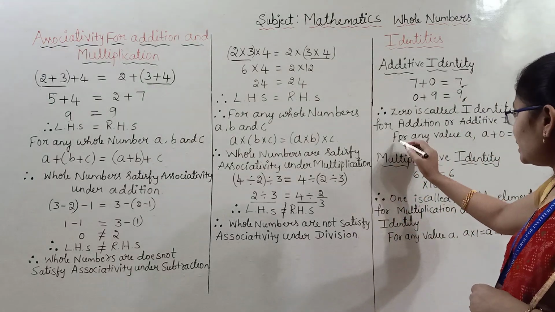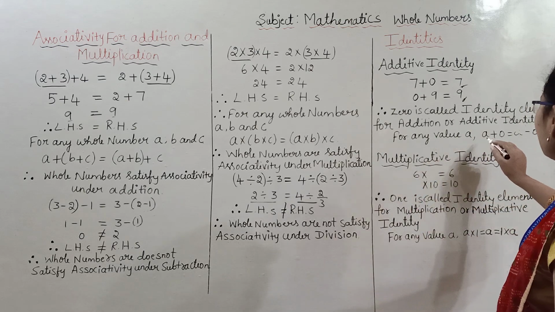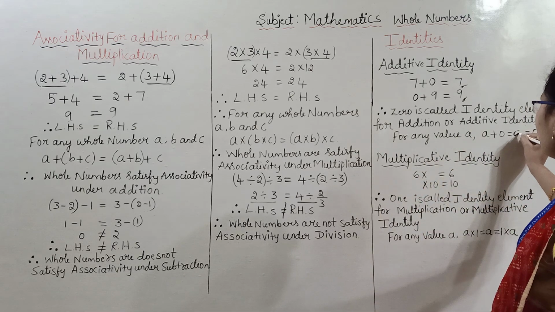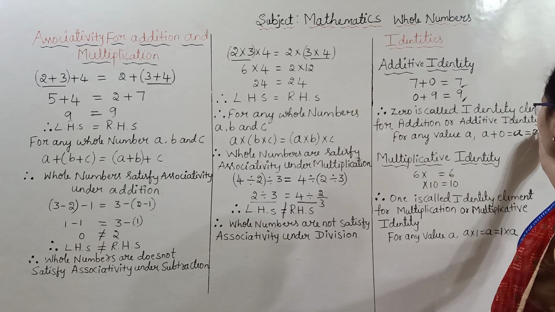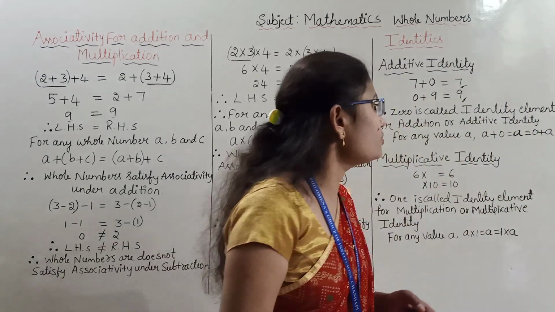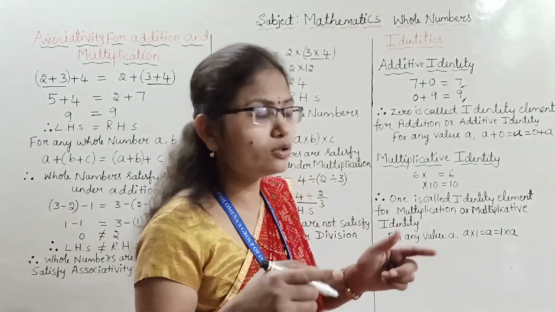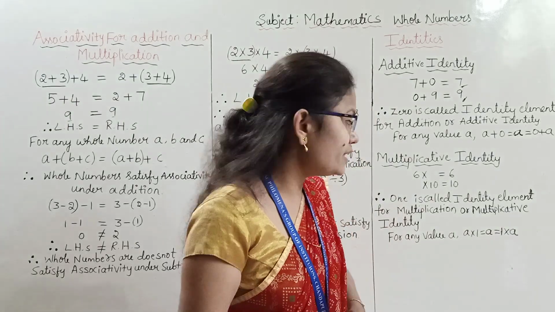Next, for any value a, a plus 0 is equal to a, which is equal to 0 plus a. This shows that if you add any number to 0, you will get the number itself.